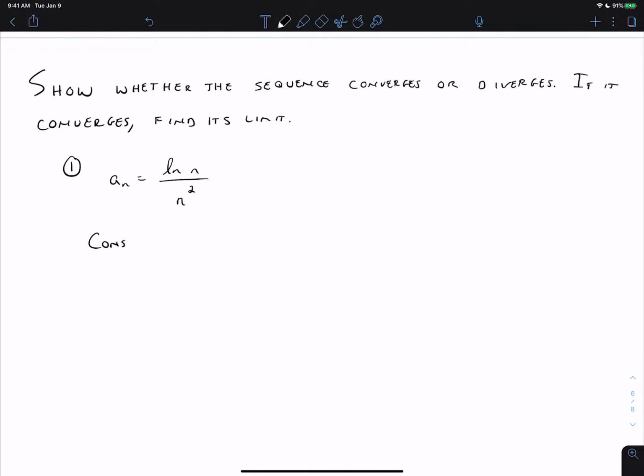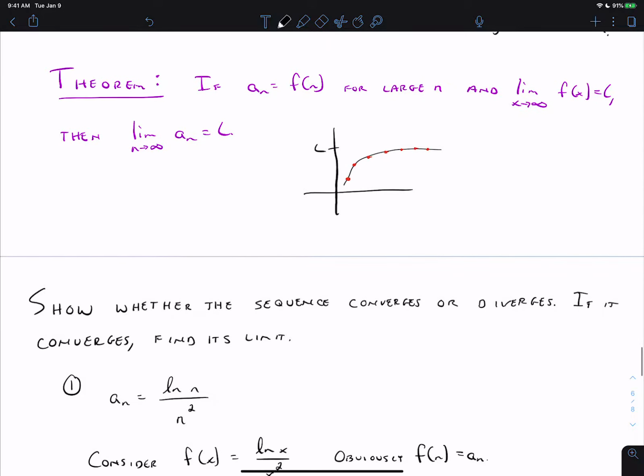So what we do to get around using L'Hopital's rule directly on a sequence is we say, okay, let's consider the function f of x equals natural log of x over x squared. Obviously, f of n is equal to a_n since the formulas are the same. So we're proving the first part of this theorem.